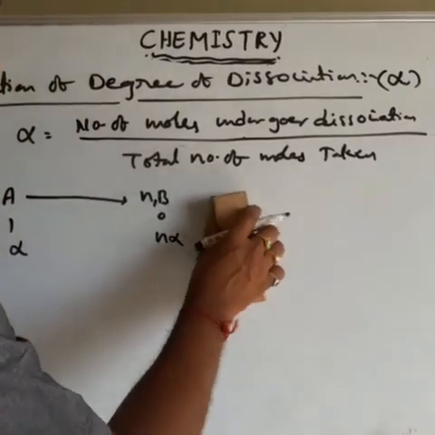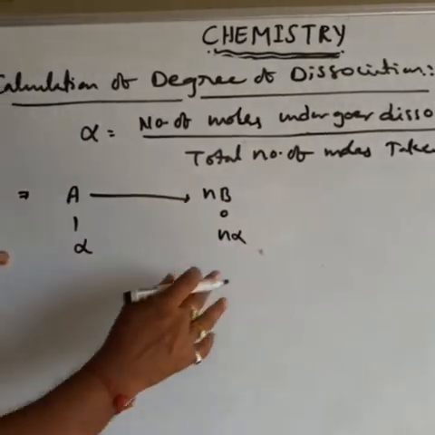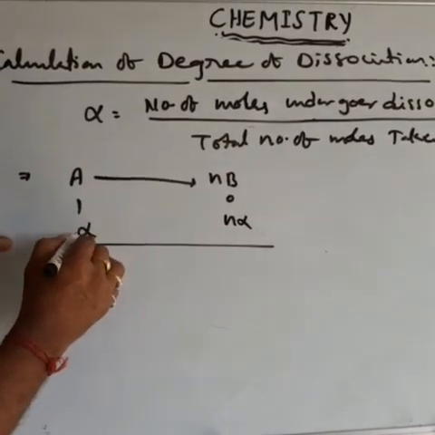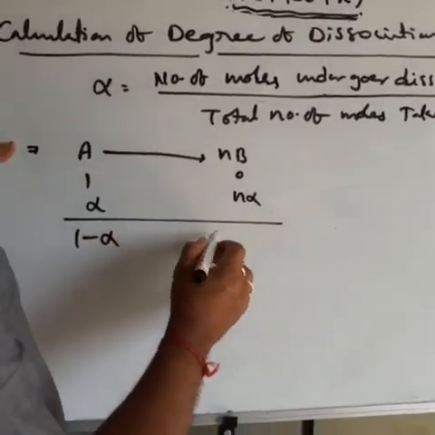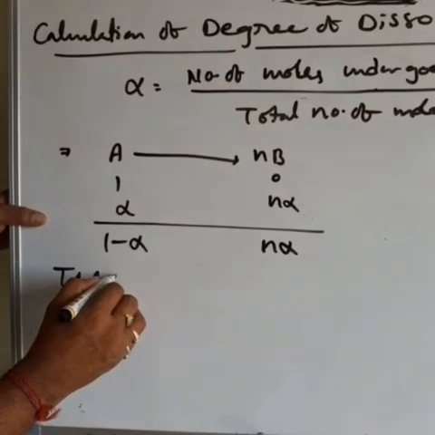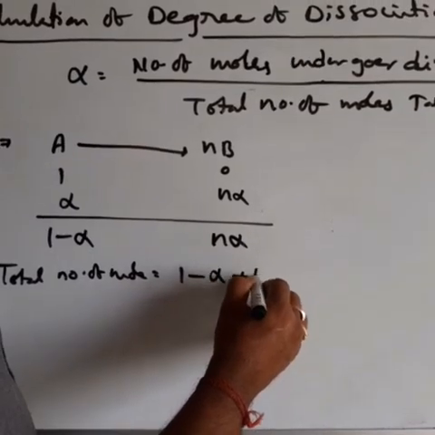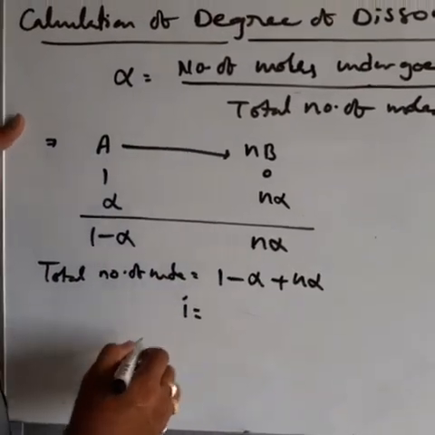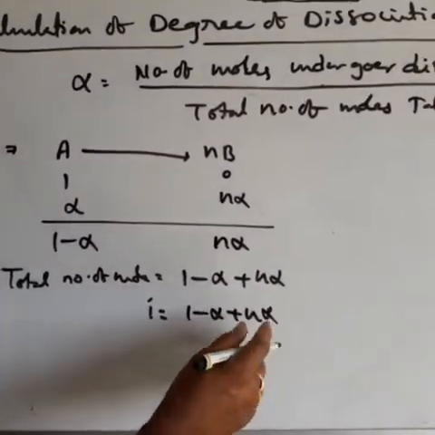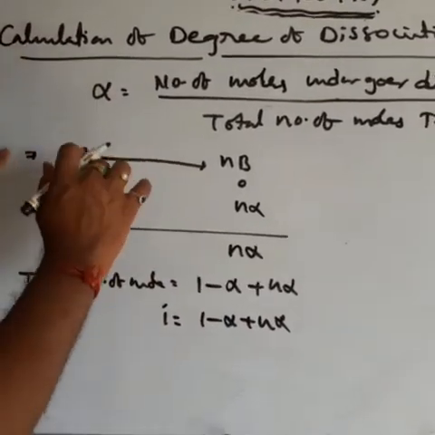So I am taking only one substance for example. n alpha moles increase. Then what about the total number of moles? Starting with 1 minus alpha, the degree of dissociation, plus n alpha, the total number of moles is 1 minus alpha plus n alpha. The total number of moles is nothing but the i factor. So i is equal to 1 minus alpha plus n alpha. By using this formula we can calculate the i value for any type of electrolyte, either KCl or NaCl, whatever it may be.